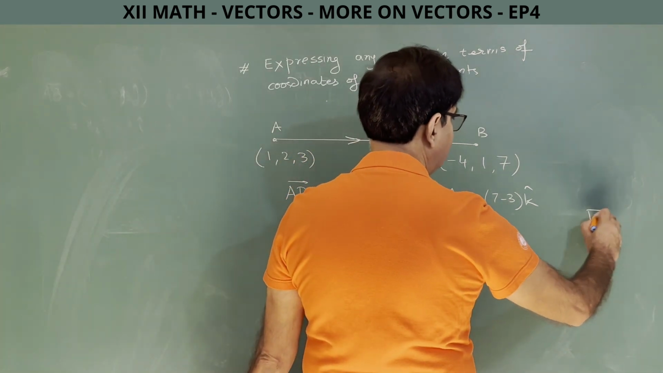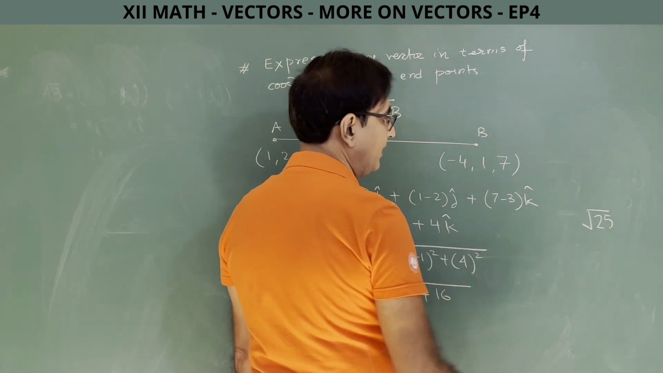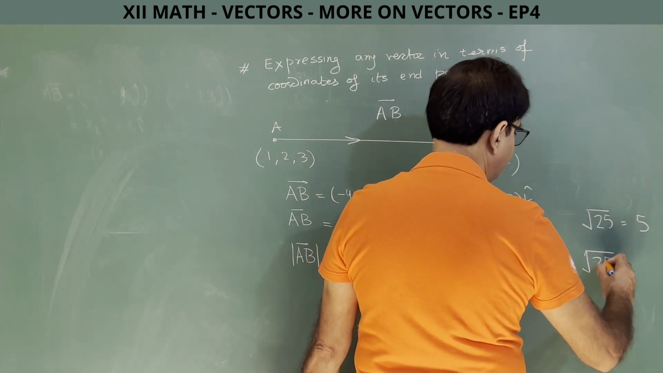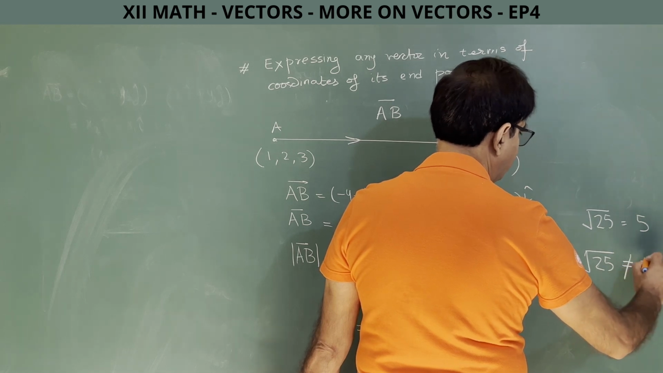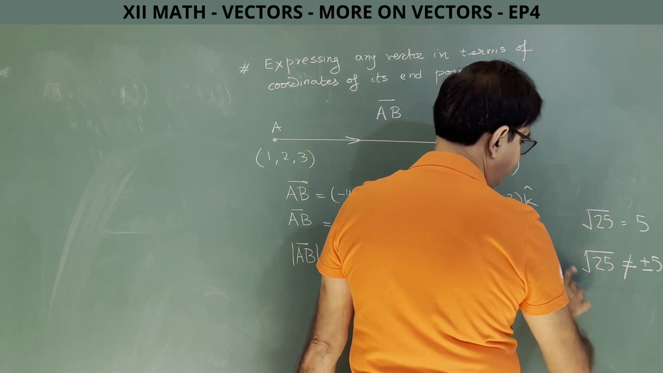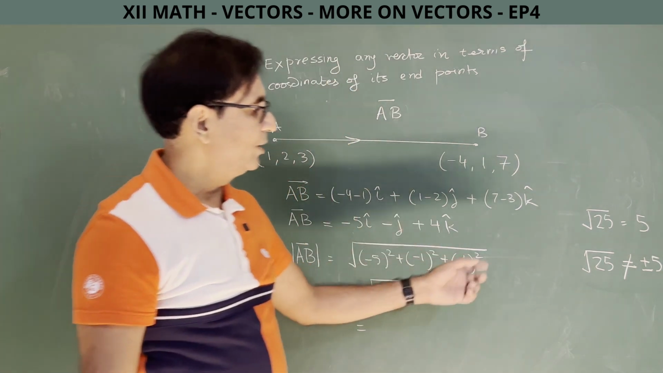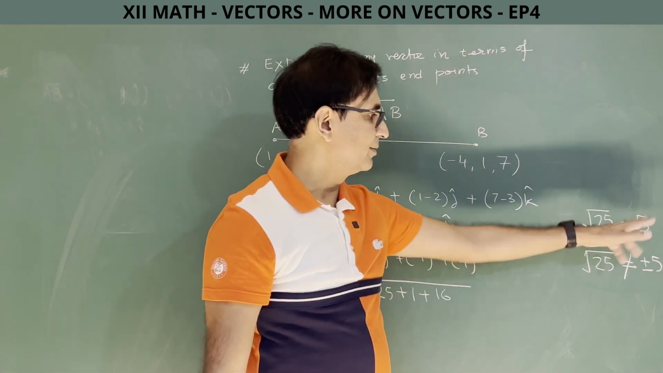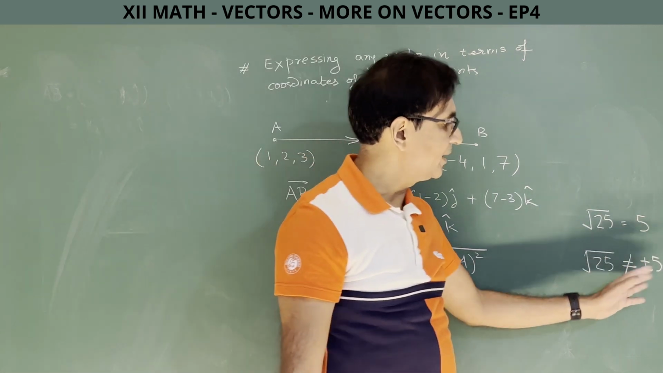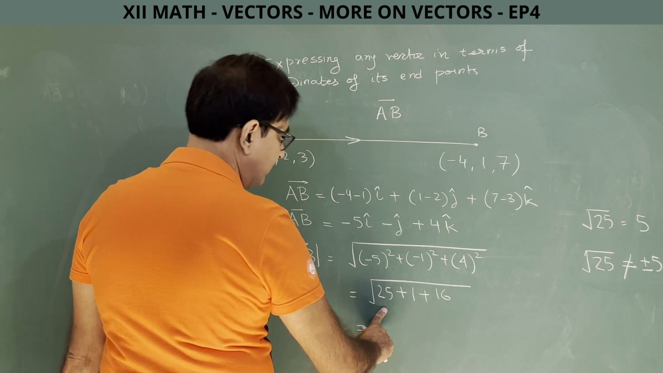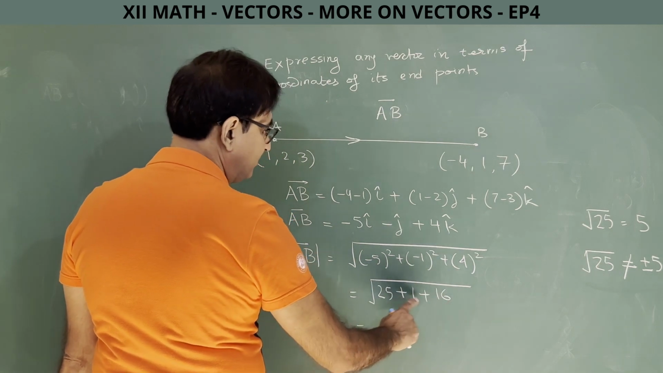Even if you get root 25, I'll take up this topic some other day. Root 25 is 5. The root of 25 is not plus minus 5. This is a very common mistake a lot of students make. The square root of a number is never negative. The square root of a number is always positive. Then why do we get plus minus? That topic I'll take some other day. Alright. So what is 25 plus 16? 25 plus 16 is 41.